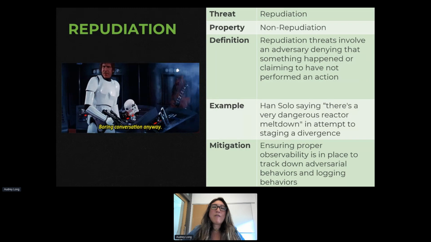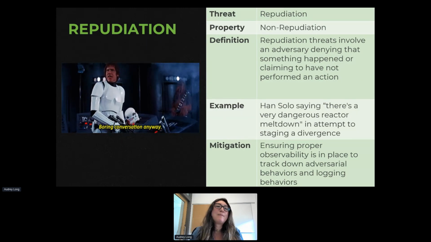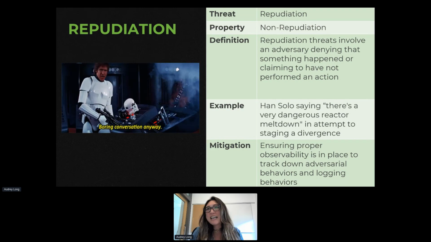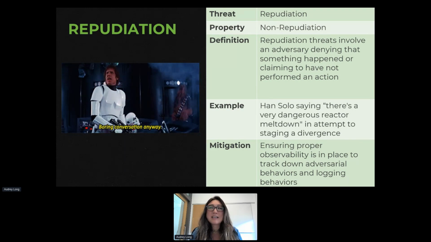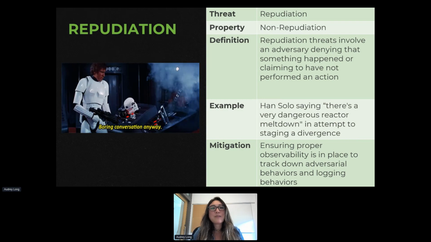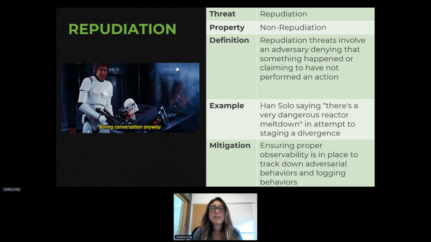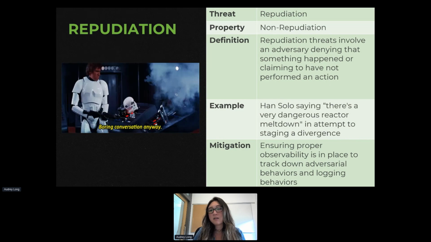In this example, Han Solo saying, "There's a very dangerous reactor meltdown and attempt to stage a divergence to save the princess." Some mitigations, as previously stated, include ensuring that proper observability is in place to track down adversarial behaviors and logging those behaviors so we can potentially detect threats early on.